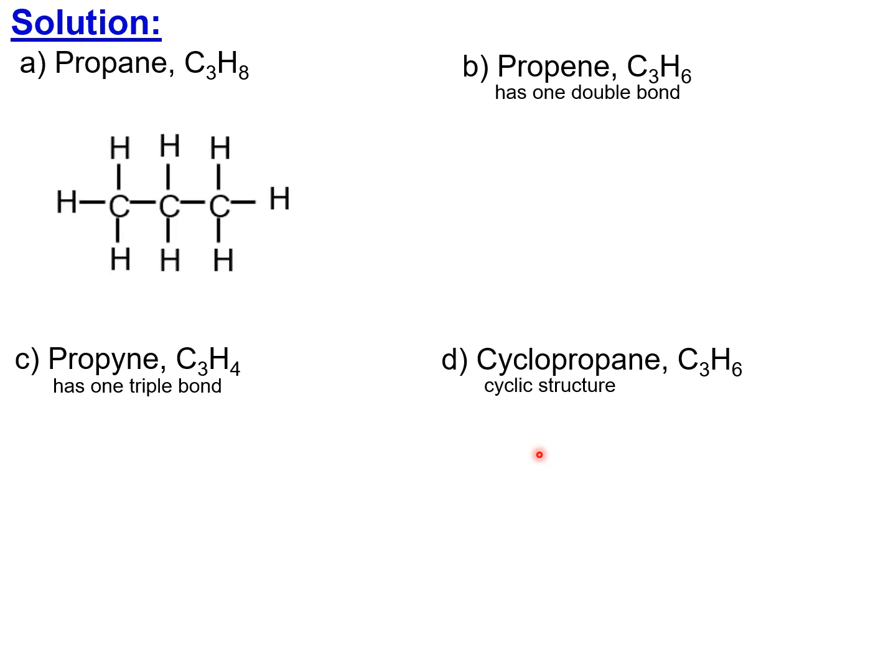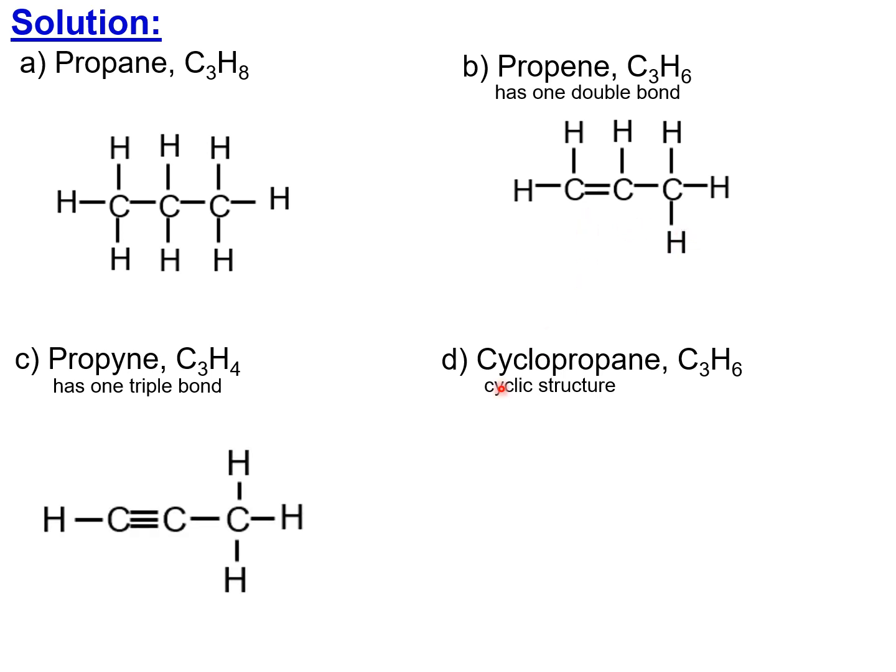So for propane, this is how the expanded structure of propane looks like. Make sure kena ada 3 carbon, 8 hydrogen atom. For propene, kena ada 1 double bond, 6 hydrogen atoms and 3 carbon atoms. Okay, propyne kena ada 1 triple bond and then ada 3 carbon atom and 4 hydrogen atoms. For cyclopropane, this is how it looks like.